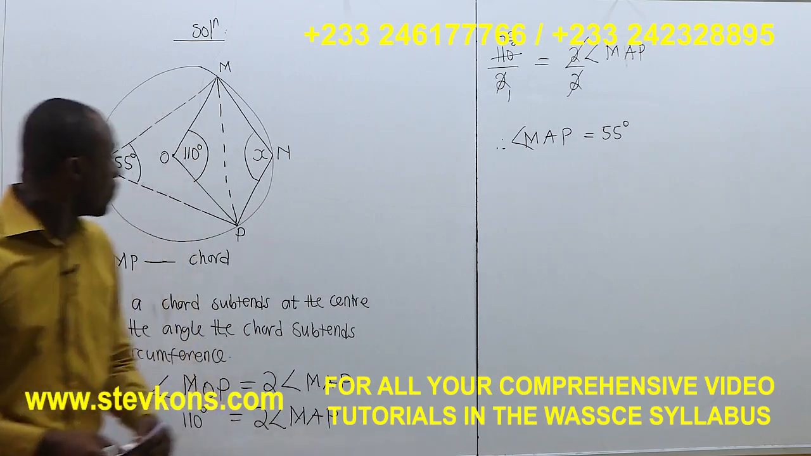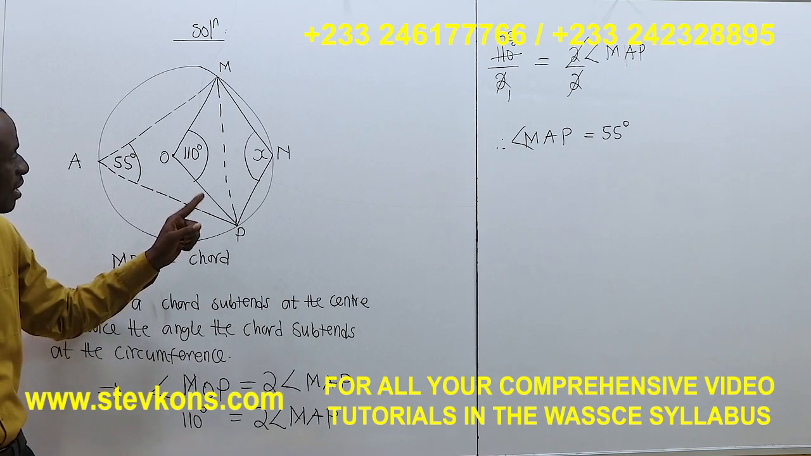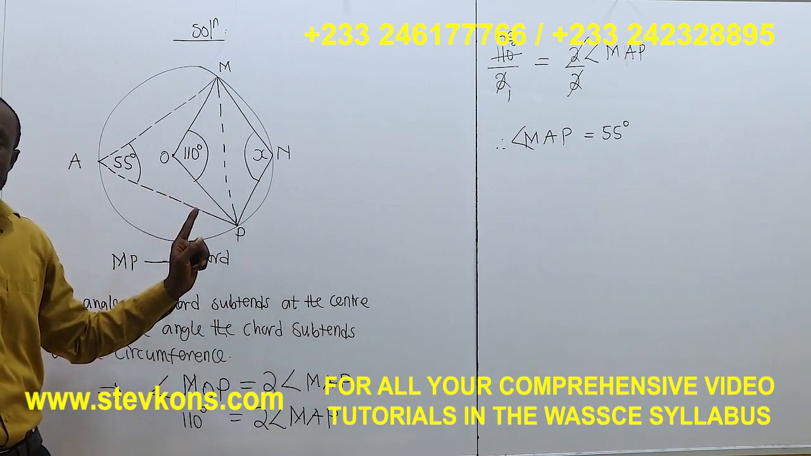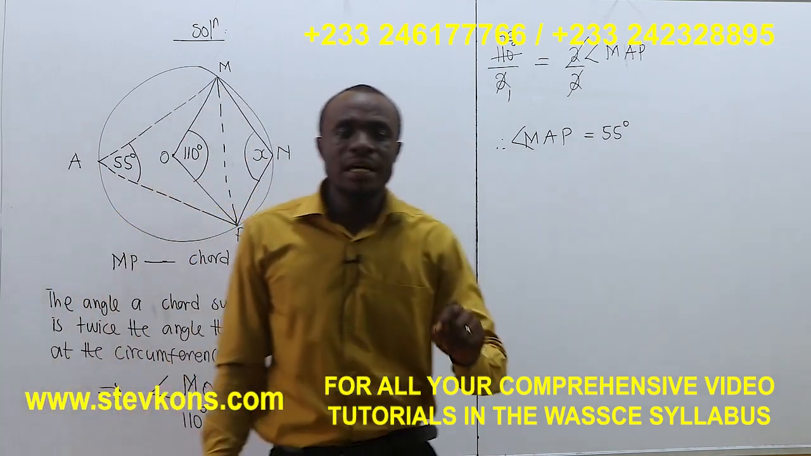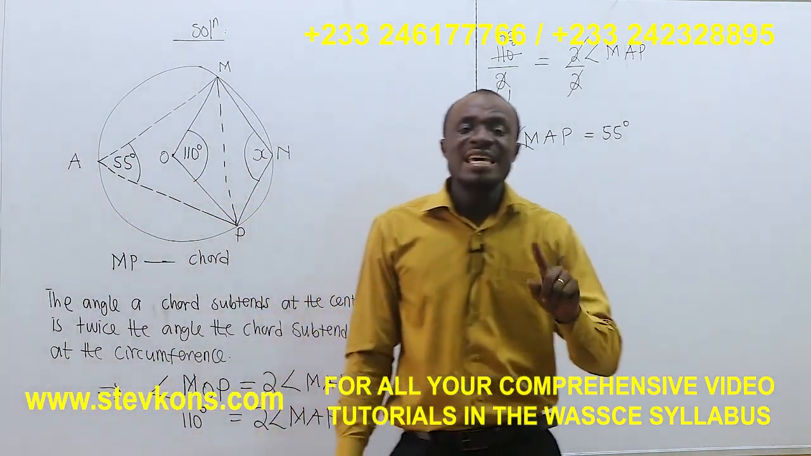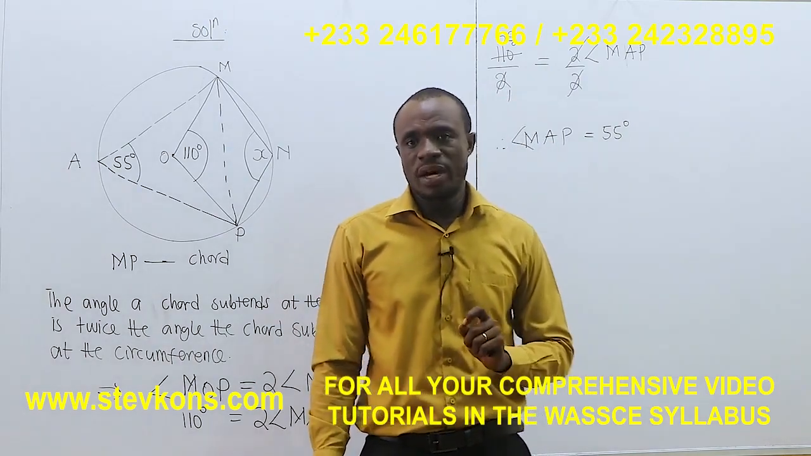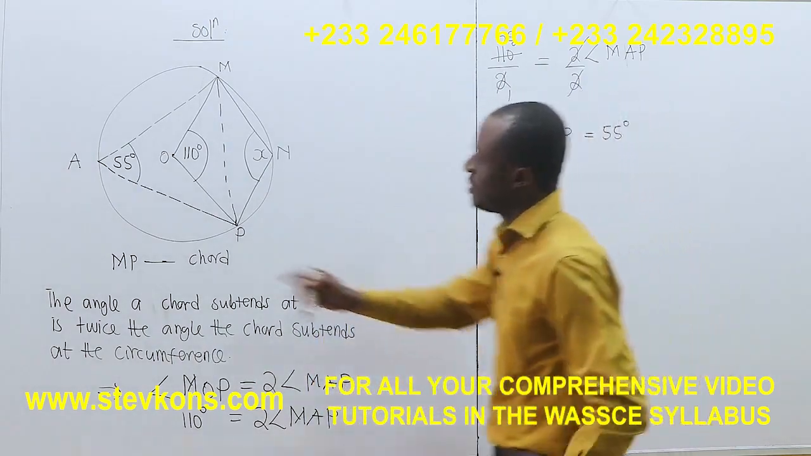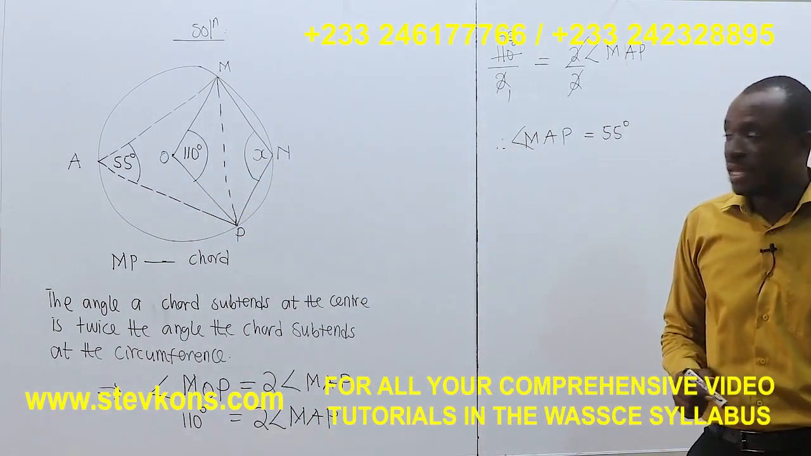Now, we want to find X. Is there any relationship between angles subtended in opposite segments at the circumference? Yes. The sum of angles a chord subtends in opposite segments at the circumference add up to 180. So that is the angle here plus the angle here equal to 180 degrees.